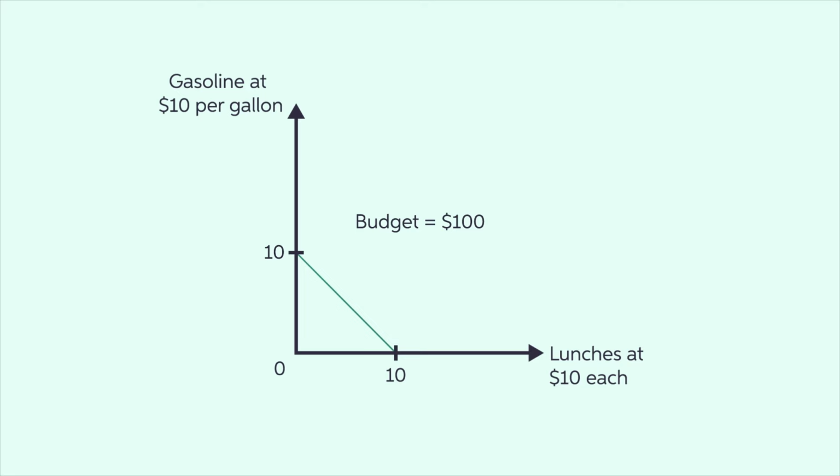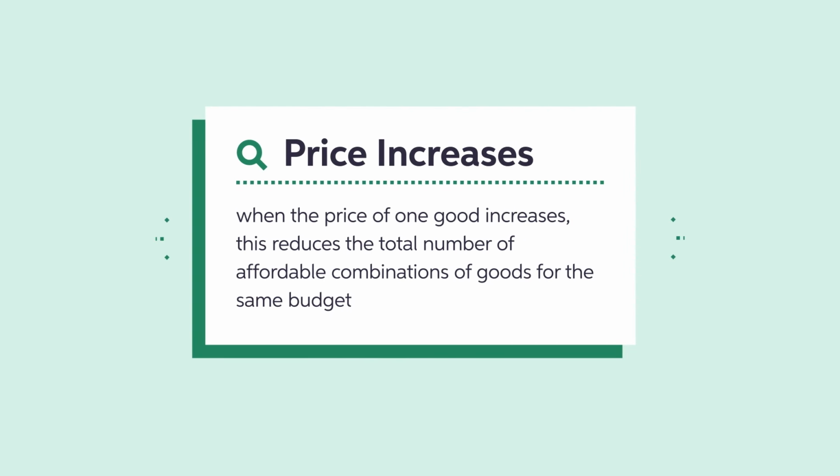Elise can still afford the same number of lunches, but fewer gallons of gas. Now, buying one less lunch only affords Elise one more gallon of gas. This creates a slope value of -1 for the new budget constraint line. When Elise buys 5 lunches each month, she can now only afford 5 gallons of gas. Price increases are painful for consumers when their incomes remain unchanged because this reduces the total affordable consumption combinations.